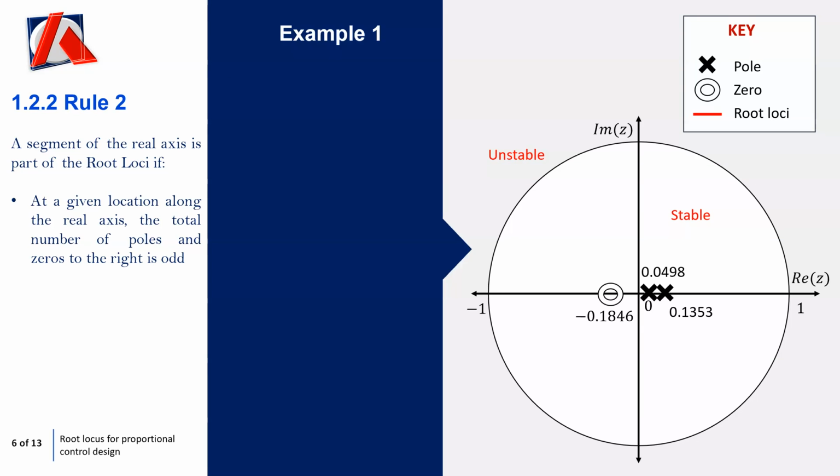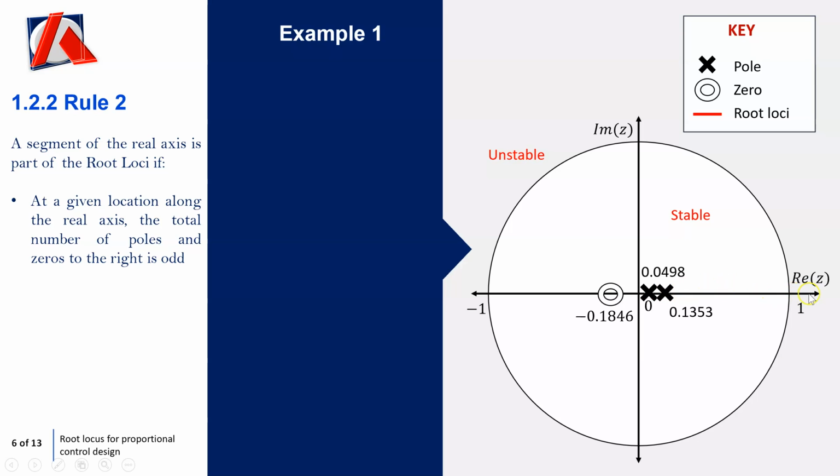So rule 2 tells us where we sit on the root loci. A segment of the real axis is part of the root loci if, at a given location along the real axis, the total number of poles and zeros to the right is odd.